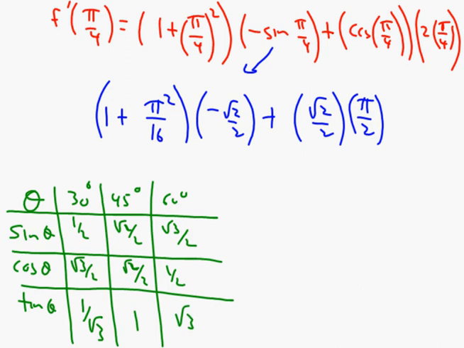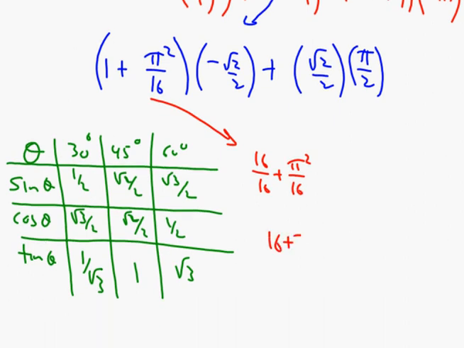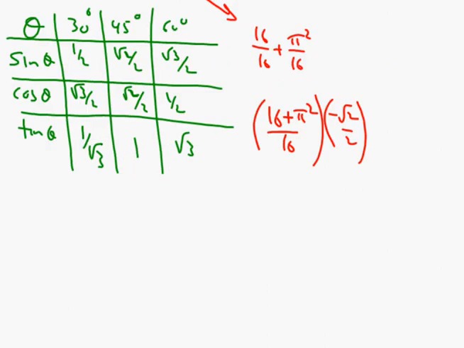All right. Let's try and simplify this a little bit. Not much is going to happen here. You could think of this as 16 over 16 plus pi squared over 16. So that's really 16 plus pi squared over 16 times the negative square root of 2 over 2. So really, there's not much you can do with that. If you want to distribute this on, you can. It'd be negative 16 square root of 2 minus pi squared square root of 2 over 16 times 2. It's going to be 32.